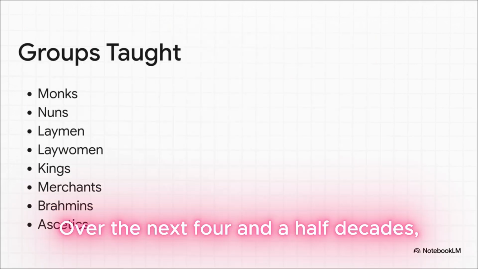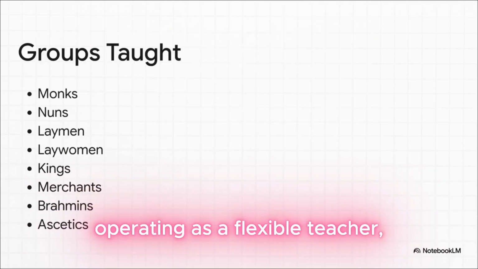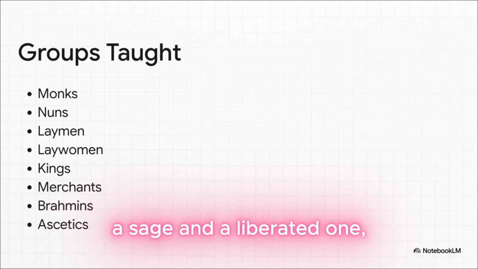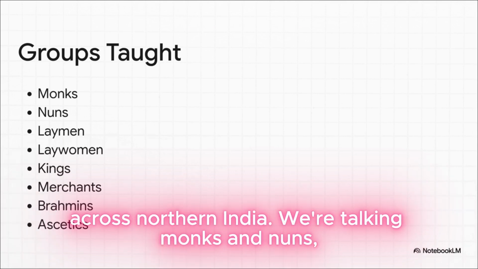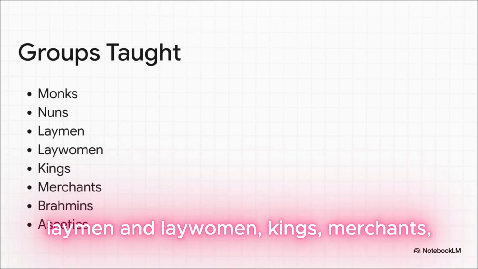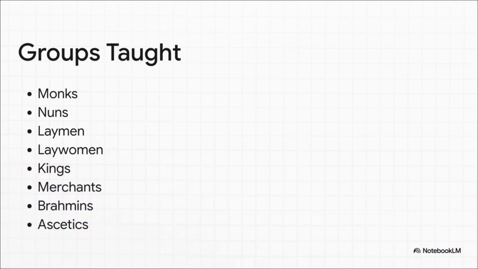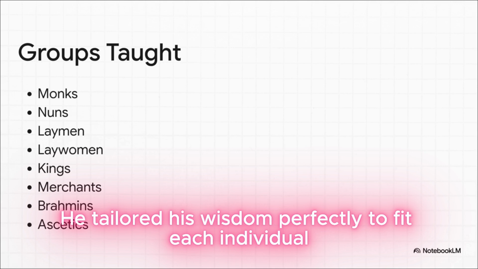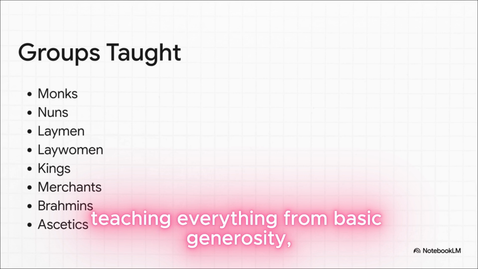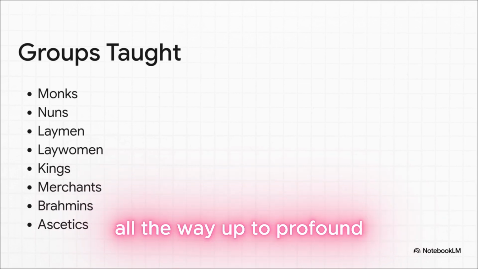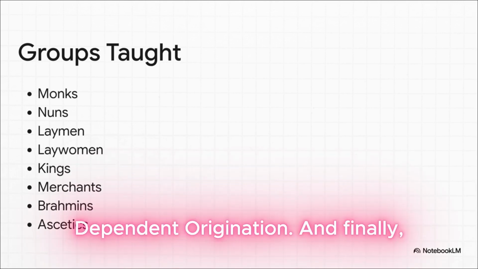Over the next 4.5 decades, operating as a flexible teacher, a sage, and a liberated one, his compassion extended to absolutely everyone across northern India. We're talking monks and nuns, laymen and laywomen, kings, merchants, Brahmins, and ascetics. He tailored his wisdom perfectly to fit each individual listener's unique capacity and situation, teaching everything from basic generosity all the way up to profound dependent origination.